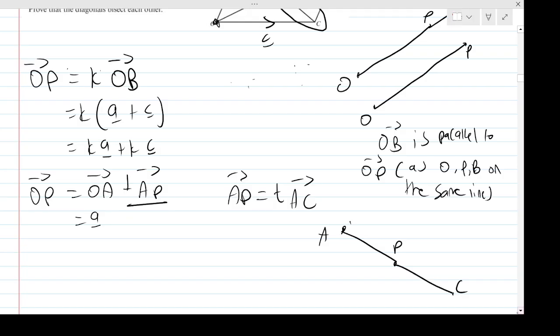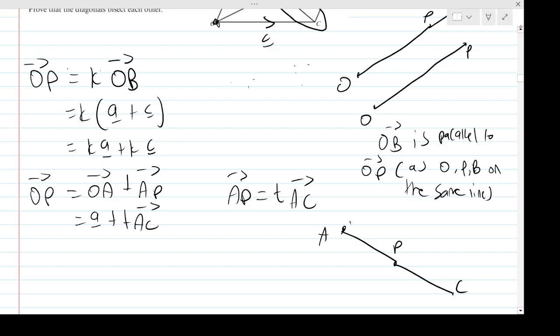So the vector from A to P is going to be parallel to the vector from A to C because they're all on the same line, the same gradient, if you will. So they're the same direction, they're parallel, okay? So the vector from A to P has to be a multiple of AC because they're both parallel to each other. So then I can sort of substitute that in. So then it's going to be A add T lots of AC.